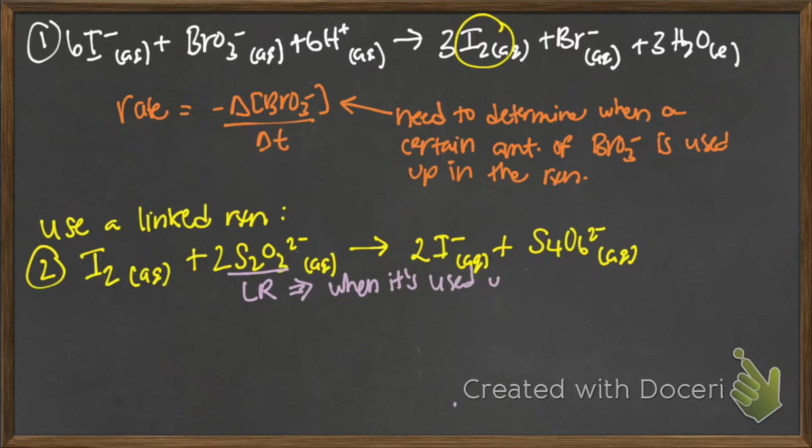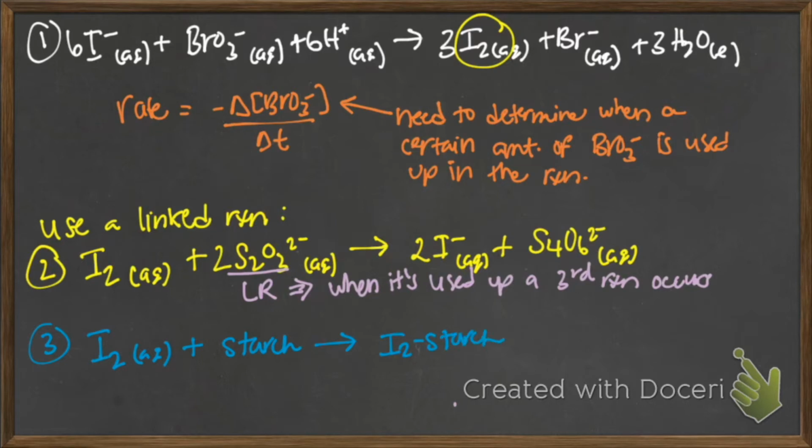So when it's all used up, a third reaction is going to occur. And that third reaction is I2 created from reaction 1 reacting with starch that is also added to our reaction mixture to produce an I2 starch complex, which is blue. So this is a test you may have done in biology before. Iodine and starch form a blue complex.